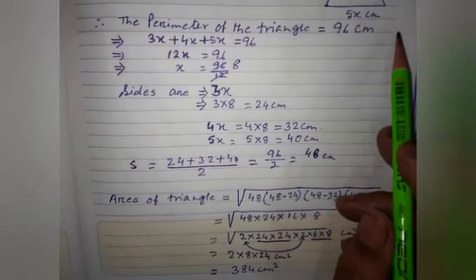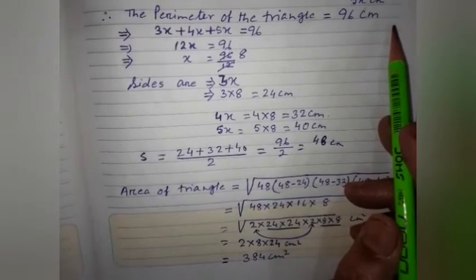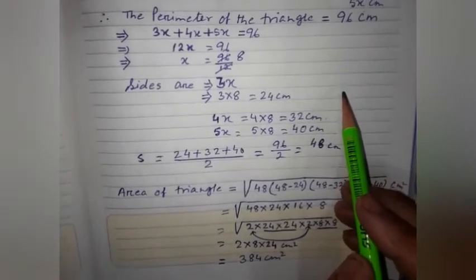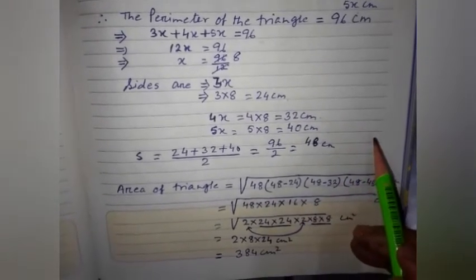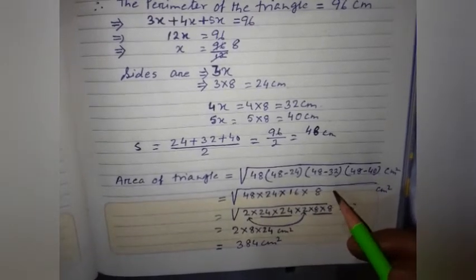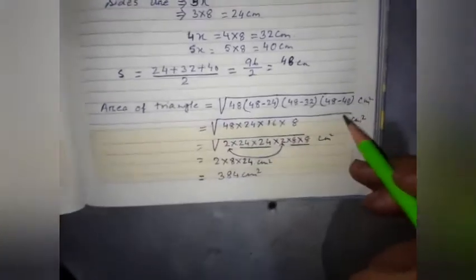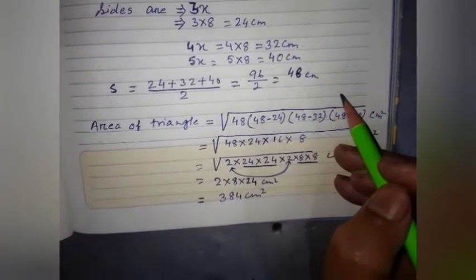Now if you know the length of all the three sides of the triangle, I told you how to find out the area. The area of a triangle where all the three sides are given equal to root over of s into s minus a into s minus b into s minus c. What is a? A means one side. What is b? Means the other side. And what is c? C means the third side. And what is s? S is equal to half of the perimeter.